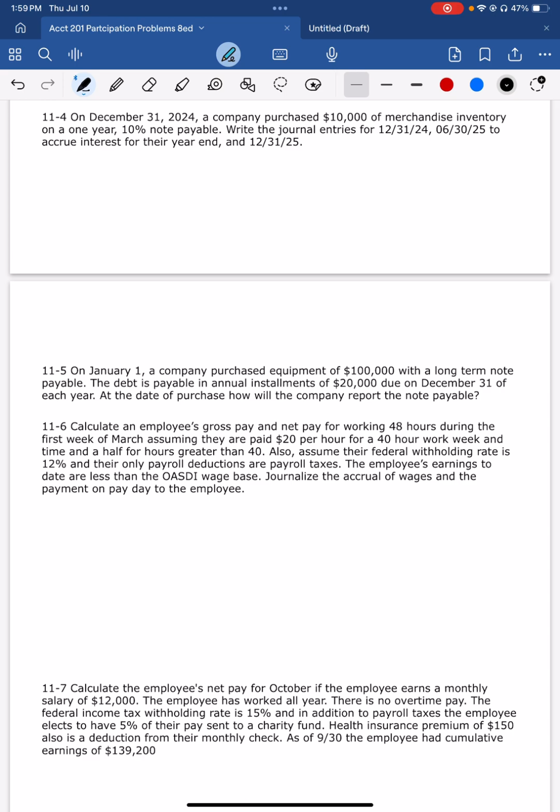So let's start with 12/31/24. So this means that it has been the day that we actually borrowed the money and got the inventory. So we're going to debit what we got, which is merchandise inventory, and we're going to credit how we paid for it, which means we borrowed the money. So we're going to credit notes payable.